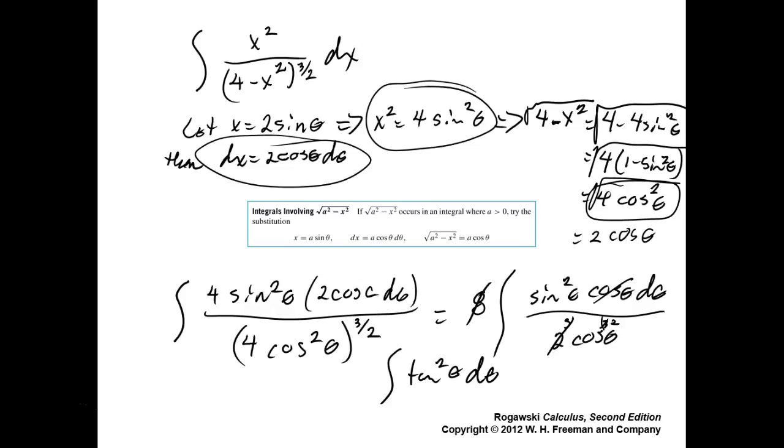And there's a tangent squared theta, number 36. You see it? And that's tangent u minus u plus c. So that is tangent theta minus theta plus c. Oh, but wait. Do we even have a clue of what tangent theta is?